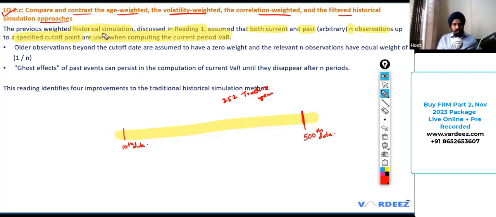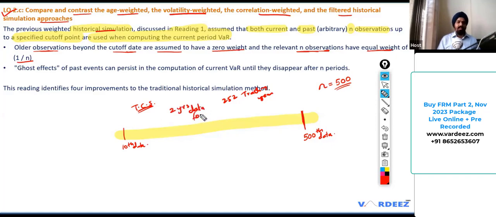So under the historical simulation, if you have n is equal to 500, like we have got 500 data points, older observations beyond the cutoff are assumed to have 0 weight, and the relevant n observations have equal weight, that is 1 divided by n. So I'll explain that. Let's suppose that this is the data point for TCS. Now TCS has been in the market for years now, right? So we just pull up the 2 years of data for TCS.